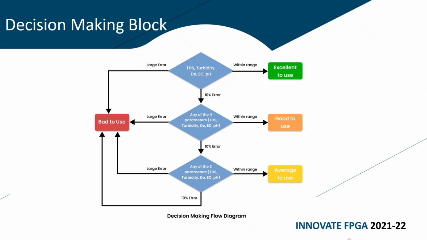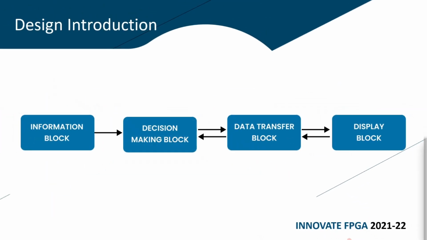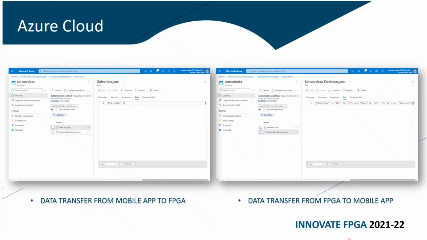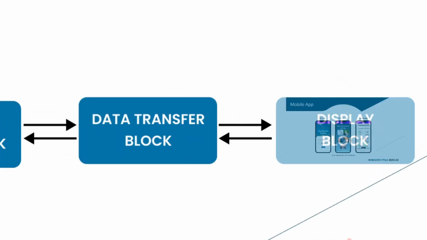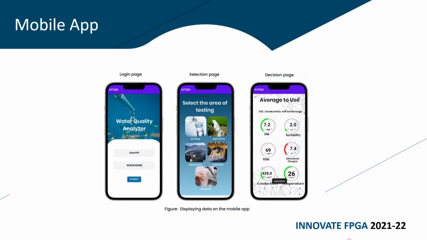Cloud acts as a data transfer block between the board and mobile application. Whatever data is sent to the cloud will be transferred to the mobile application. In the display block, when the user selects the mode of application, it will display values of all the parameters of the respective block in the mobile application. Then the user will be guided with the quality of the water.